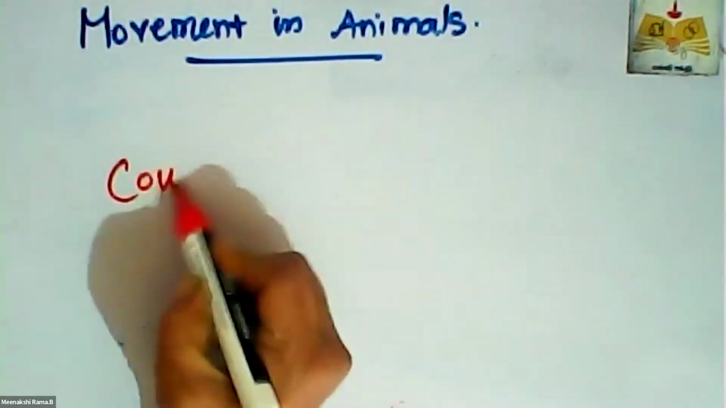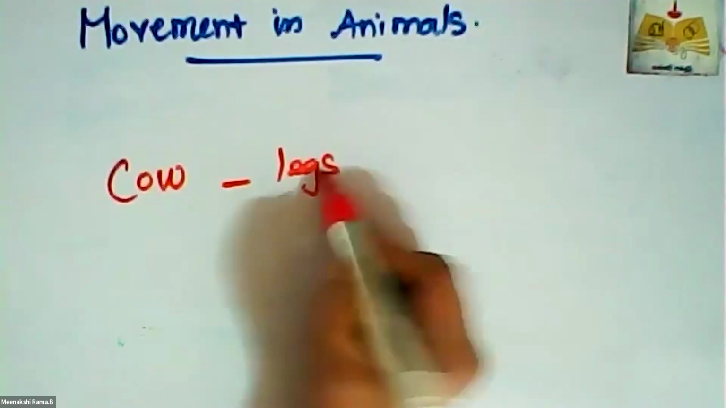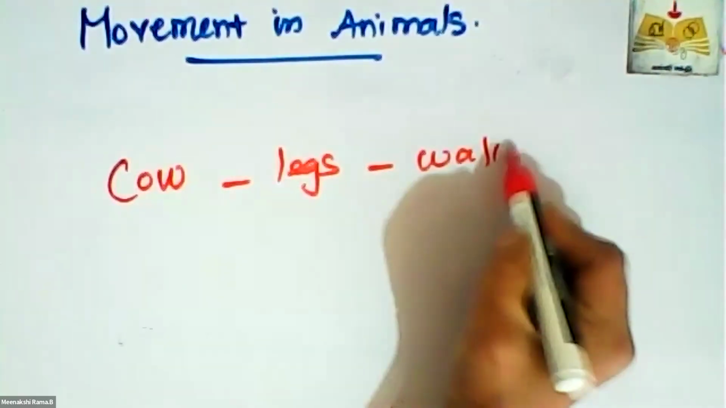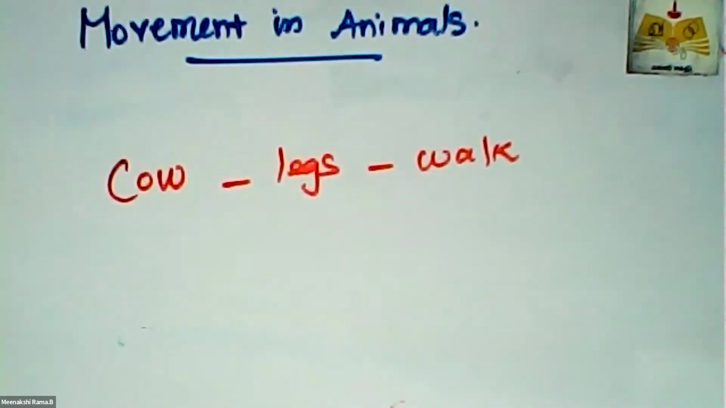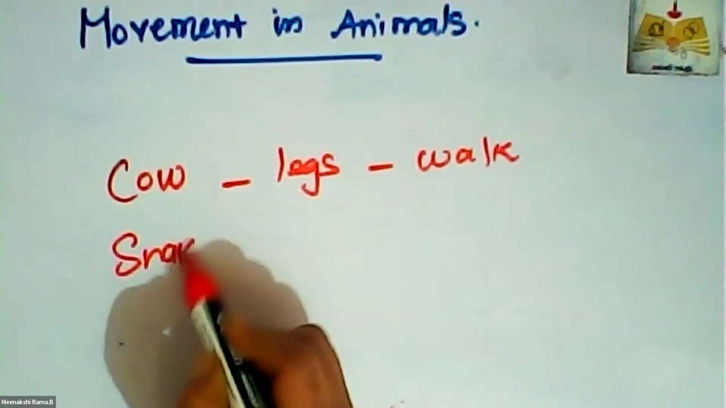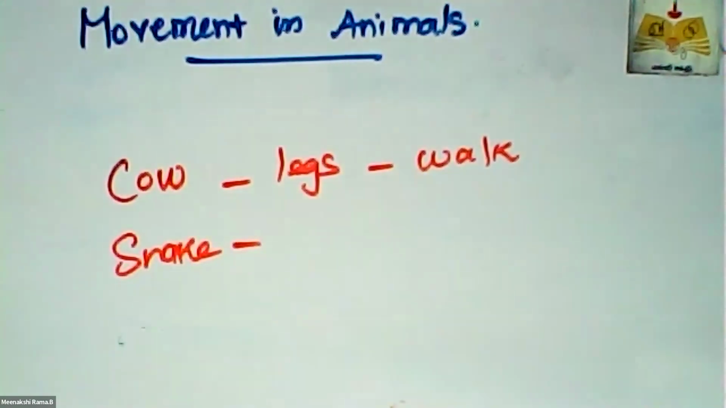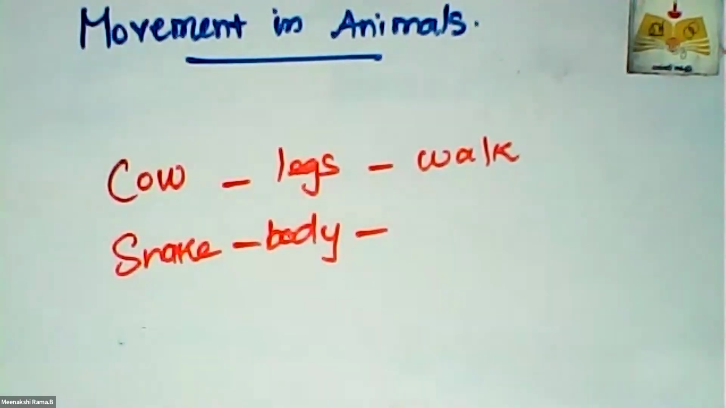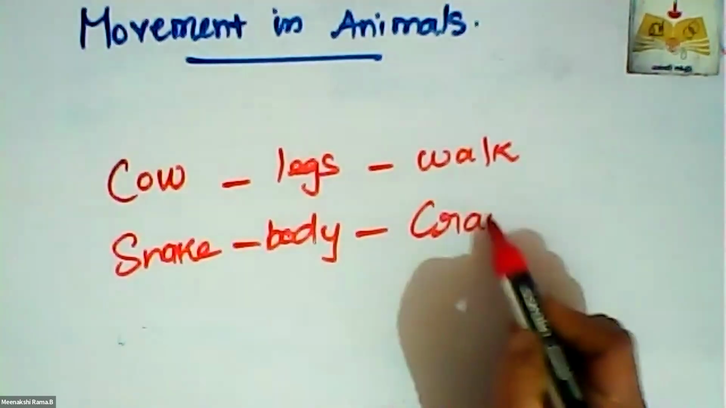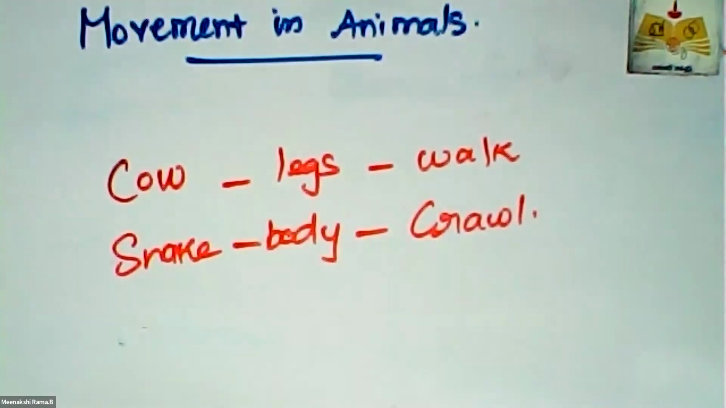Okay, cows use their legs to walk. And then snakes, how do snakes move? Yes, with the help of their body. The whole body is moved from one place to another. That movement is called crawling.